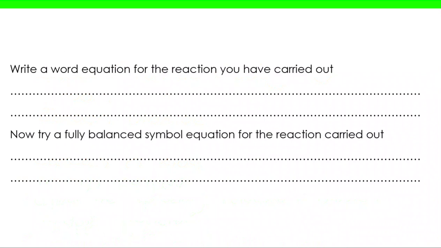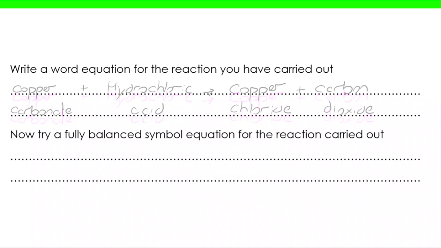A couple more questions for you to try here. I'm doing this for copper carbonate, and I'm doing it with hydrochloric acid. If I do that, my salt would be copper, because of the copper carbonate, and chloride because it's hydrochloric acid, so that would be copper chloride. As we established from the general equation, we're making carbon dioxide and we're making water also.